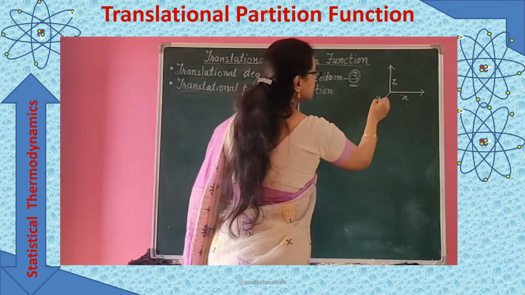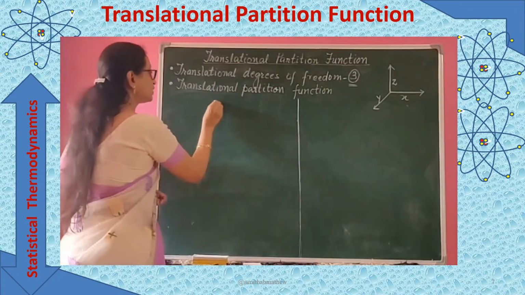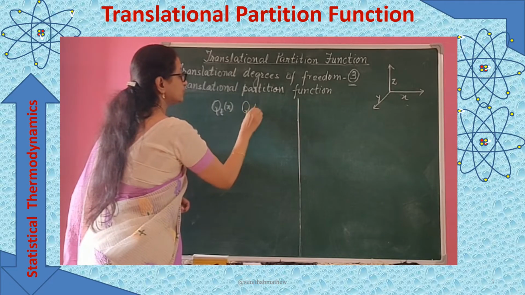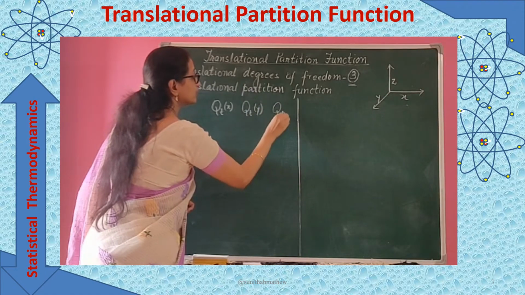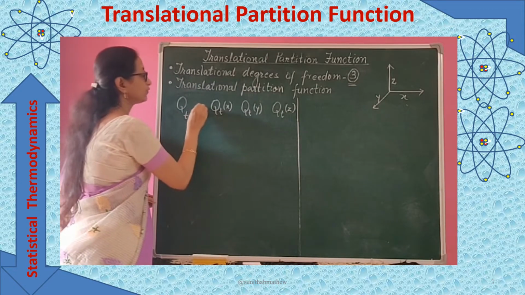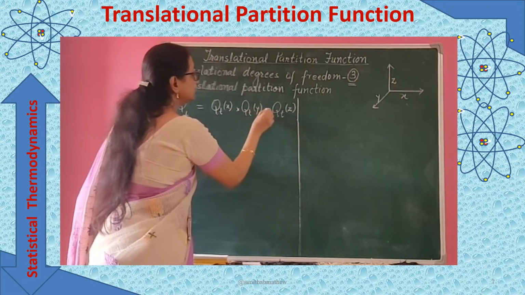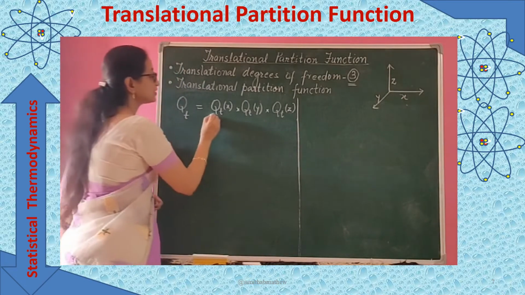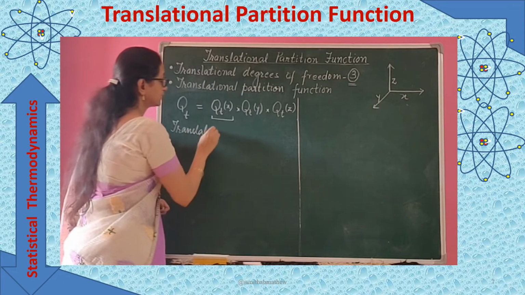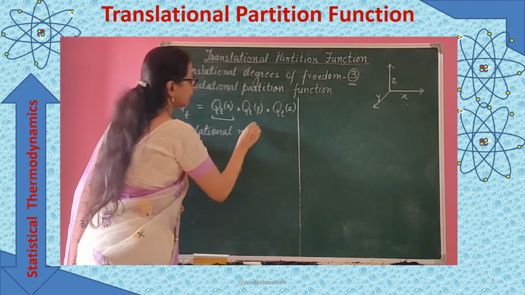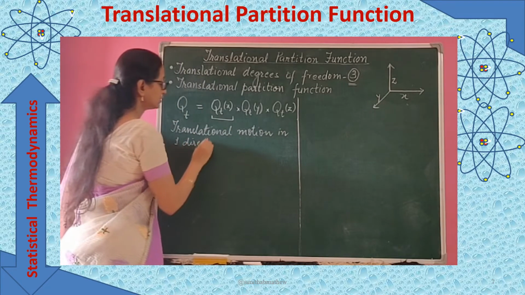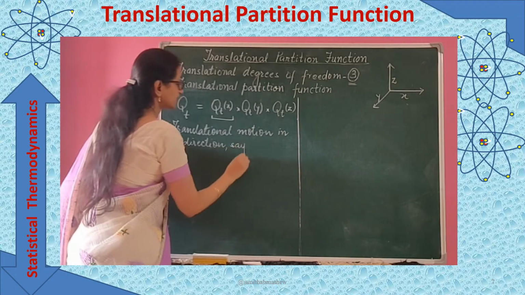Now corresponding to these translation motion, we will be having partition function with respect to x-axis, partition function with respect to y-axis, and partition function with respect to z-axis. And the total translational partition function Qt will be given by the product of all these 3 terms. Now let us consider any one of these terms. Let us take translational motion along one direction, say x-axis.